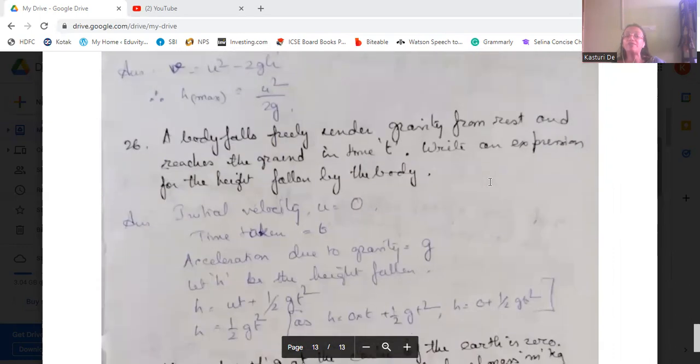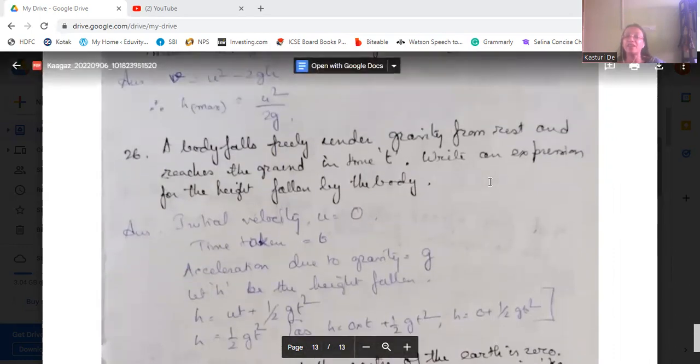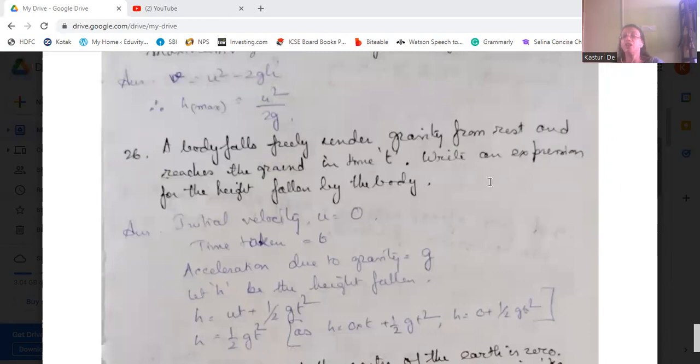A body falls freely under gravity from rest and reaches the ground in time t. Write an expression for the height fallen by the body. The body falls freely under gravity from rest, so its initial velocity u will be 0, and the time taken will be t. Acceleration due to gravity is small g.